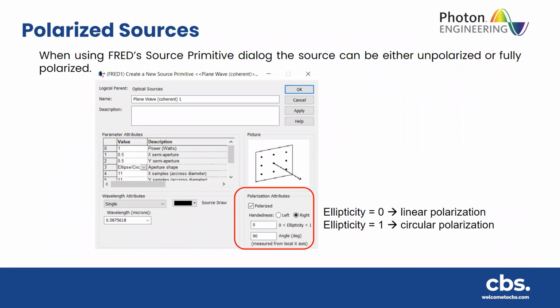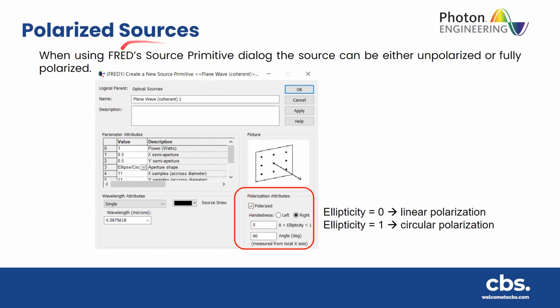So quite simply, if you want to model polarization effects in a FRED ray trace, you just have to set it at the source. Here on the screen we see the user interface of FRED's source primitive dialog, where we have the default source types. In this specific case, it's for a coherent plane wave. And on the right side here, we can switch it on to be polarized. And then we can define quite simply if it's linear or circular or elliptical, and the angle of the E field vector relative to the local x-axis.